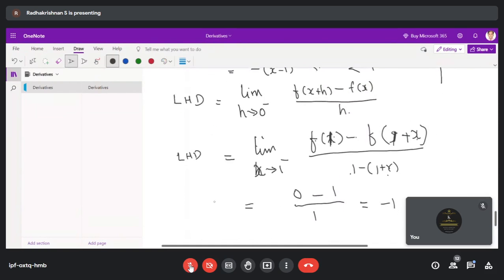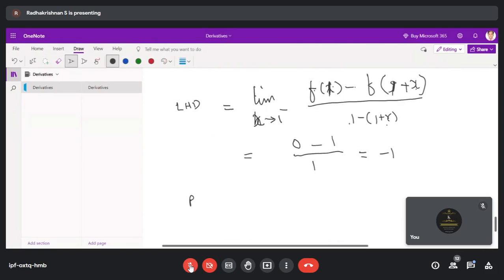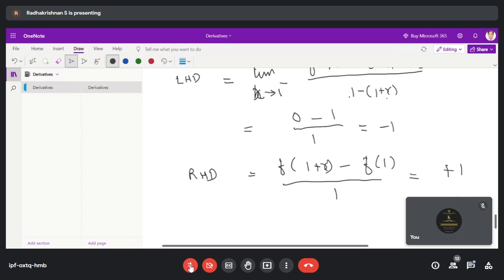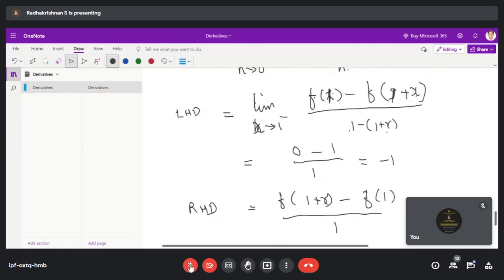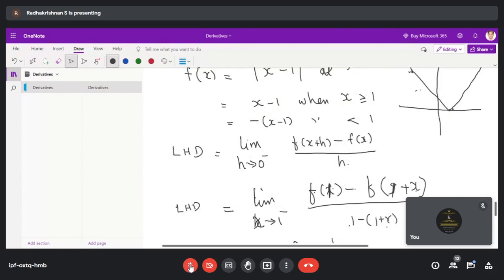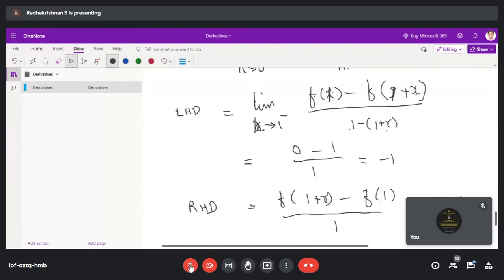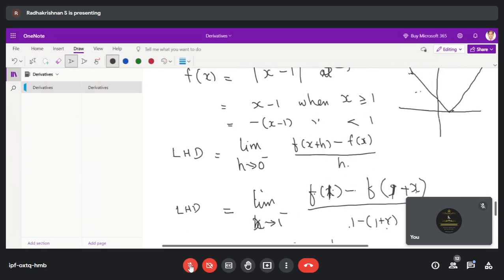LHD is minus 1. Similarly, if we calculate RHD, this will become plus 1. So you can see from the graph also that on the left hand side the derivative is minus 1 and right hand side the derivative is plus 1. So here, even though this function is continuous, you see that the left hand derivative is not equal to right hand derivative. The curve is not a smooth curve.